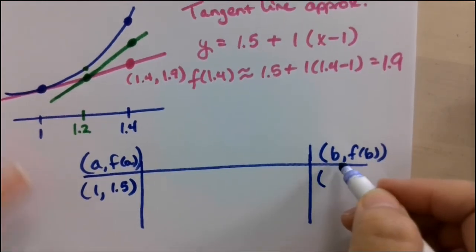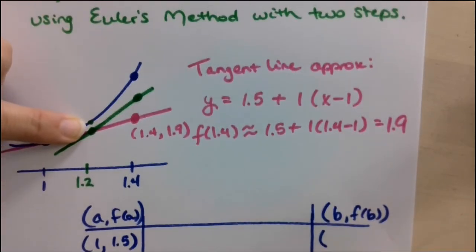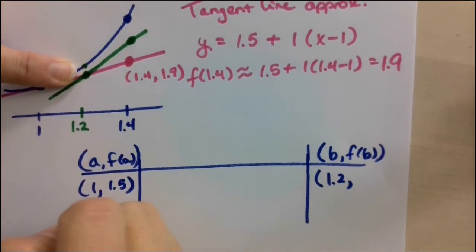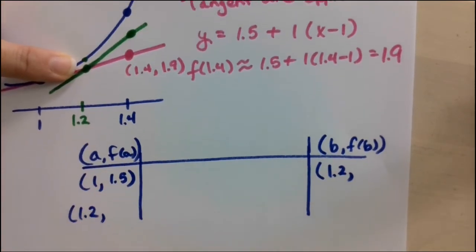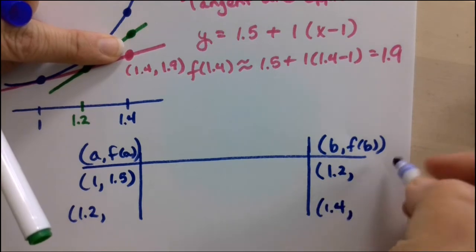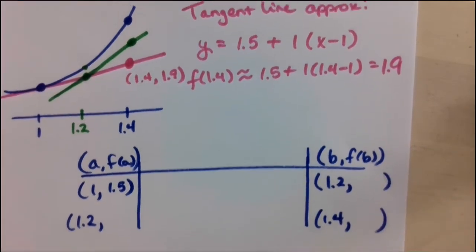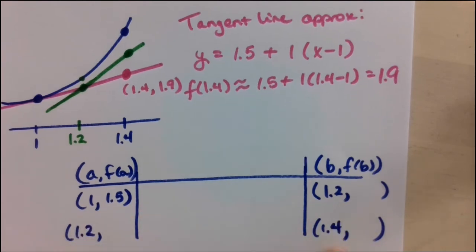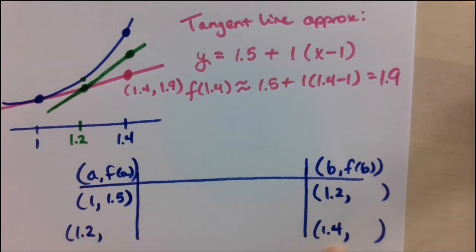When I find my new B, f of B, which is this point right here, my x coordinate is going to be 1.2. And so this new x coordinate is going to be 1.2 with whatever value we find here. And then I'm going to go the new step, and we'll end up at 1.4. So this change here from 1 to 1.2, and then from 1.2 to 1.4, that's called a step size.